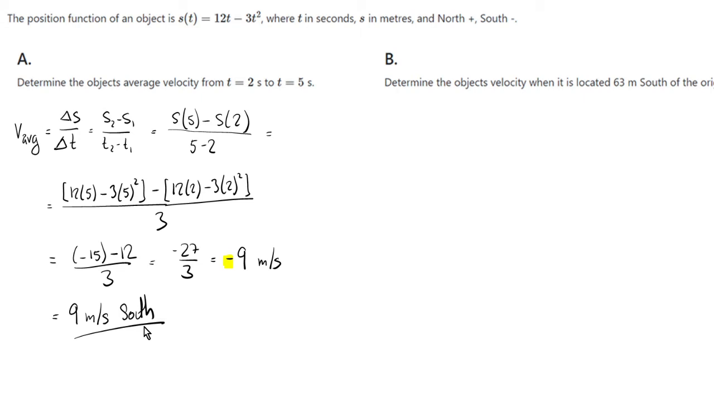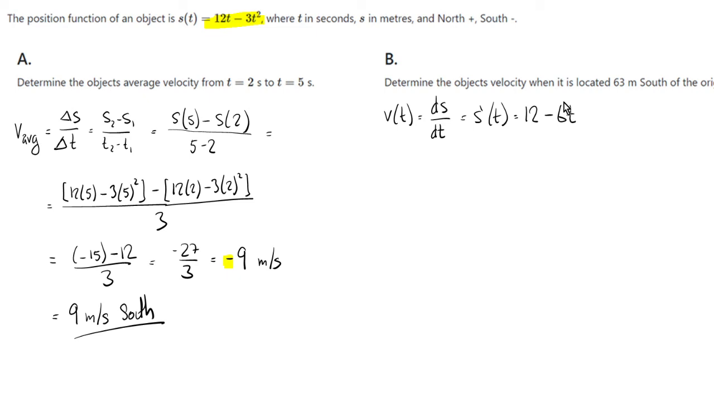In B, determine the object's velocity when it is located 63 meters south of the origin. So we're talking about an object's instantaneous velocity. So v of t is defined as the derivative of the position function, ds/dt, which equals s prime of t. If we differentiate the function, we're going to get 12 minus 6t.